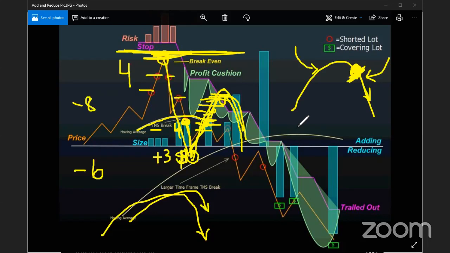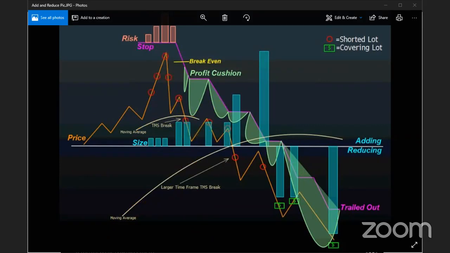And then so you just trade it around like this, adding and reducing. Adding to your short, it moves away from you. I'm reducing, covering, taking profit. As it comes back up, I'm adding. But all the while, I want to keep a core piece. Even if I'm day trading, I want to keep some of these lots.